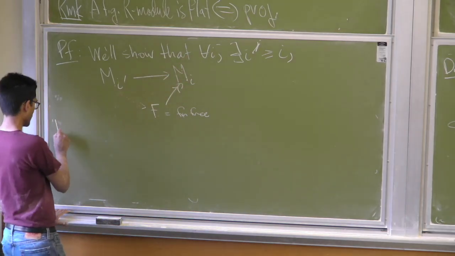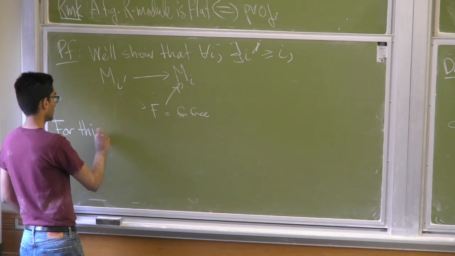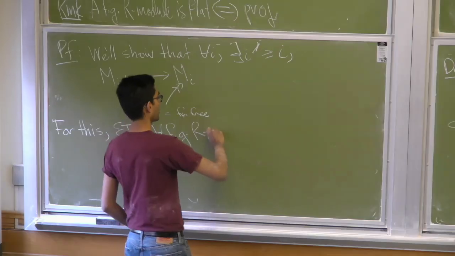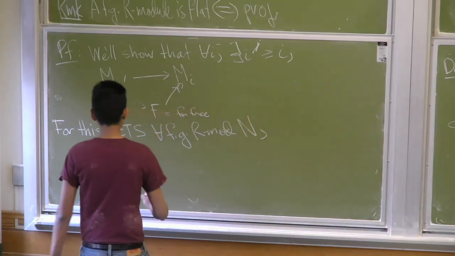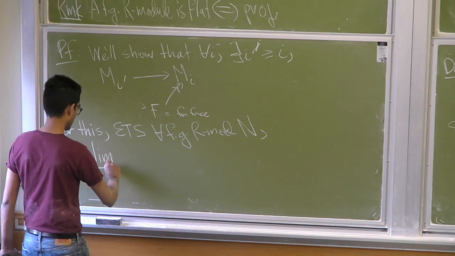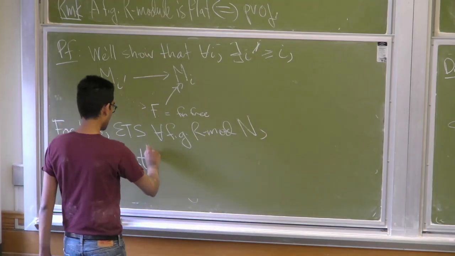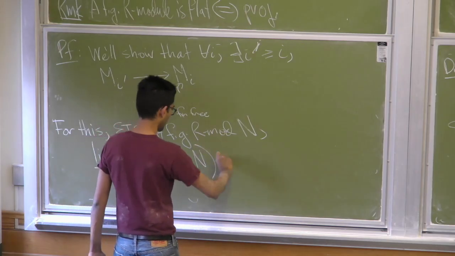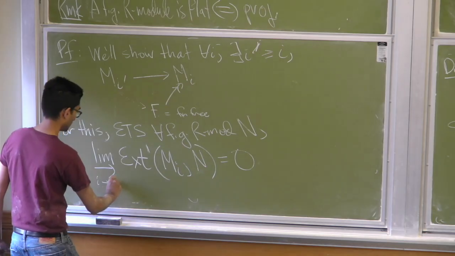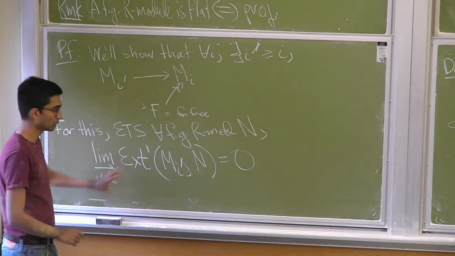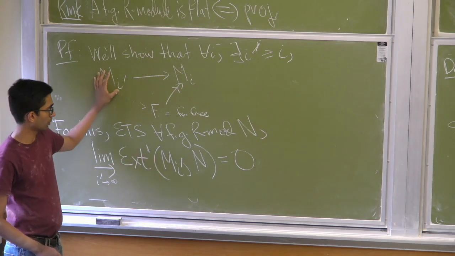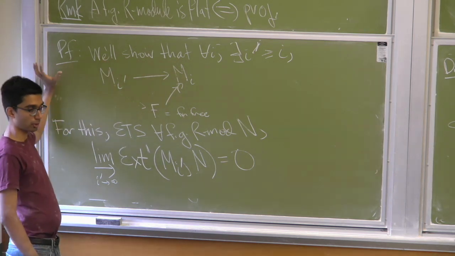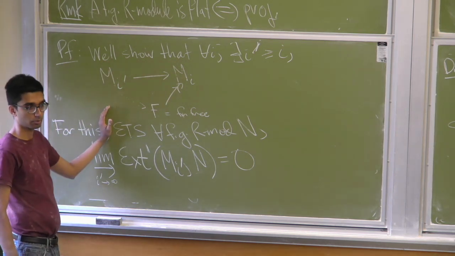So actually for this, it's enough to show that for all finitely generated R modules N, the colimit of Ext^1 of M sub I into N is equal to 0. So we're saying that the obstruction to lifting here is some Ext^1 class, but we can trivialize it if we go far enough. In fact, this is the claim that we need if we want to prove this.